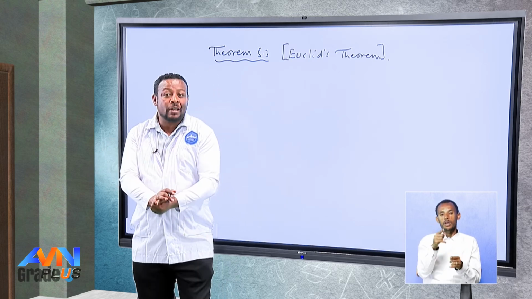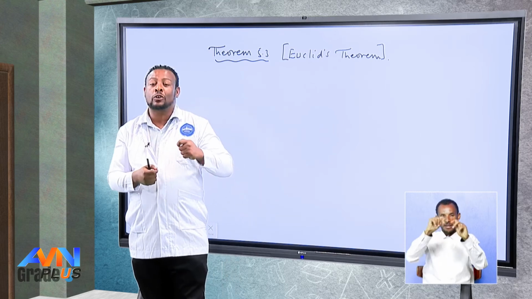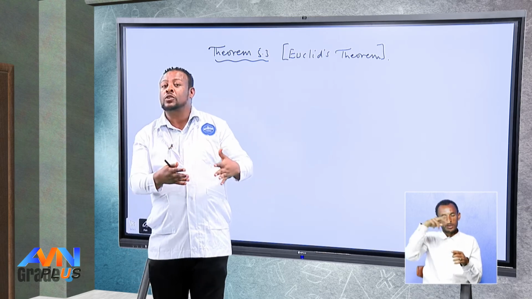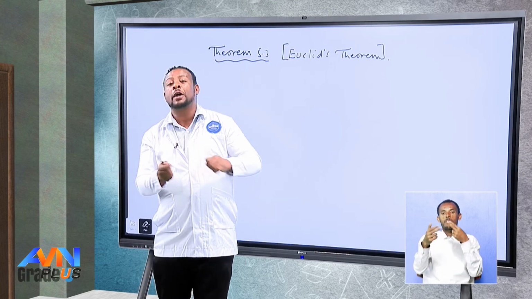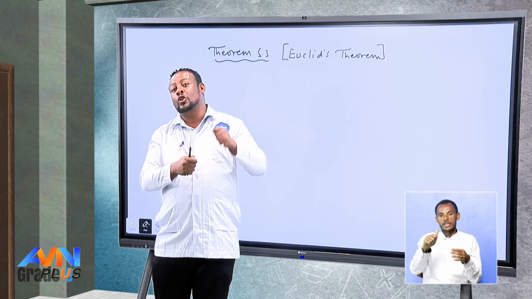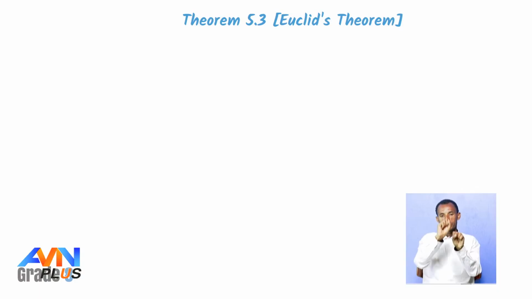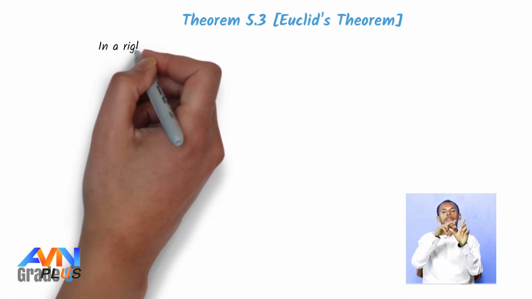Euclid's theorem states that in a right-angled triangle with an altitude to the hypotenuse, the square of the length of each shorter leg is equal to the product of the hypotenuse and the adjacent segment into which the altitude divides the hypotenuse, right?